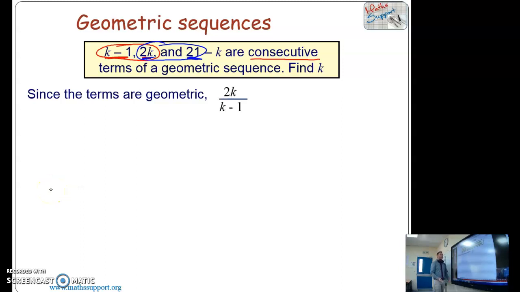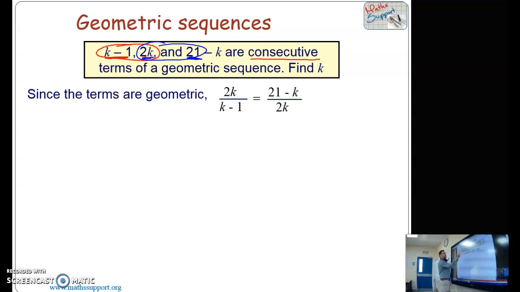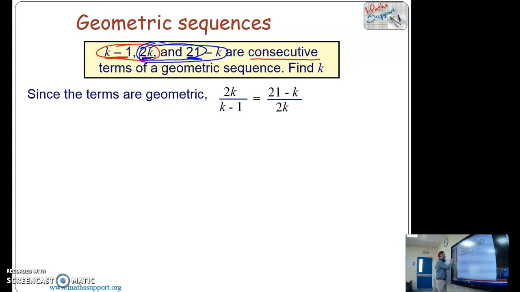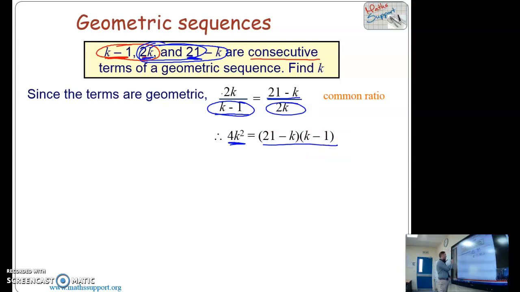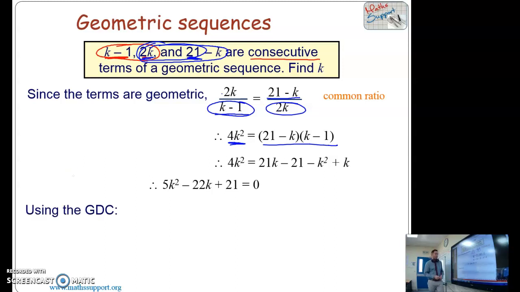So I know that 2k divided by k minus 1 is equal to 21 minus k. Sorry, I did miss out the 21 minus k there. And therefore, that is my common ratio. A little bit of rearranging, and I multiply both sides by k minus 1, and I multiply both sides by 2k. So I get 2k times 2k is 4k squared, and I get 21 minus k multiplied by k minus 1 gives us this side. A little bit of rearranging there, and I expand the brackets, rearrange that to get a quadratic, and I could use my graphical calculator to solve that.